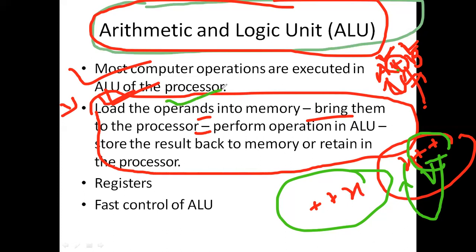Now come back to the sequence. Load the operands into memory. मैंने पहले ही बोला था कि मेमोरी के बिना आप कुछ भी ऑपरेशन एक्जीक्यूट कर ही नहीं सकते हो. So the first thing is to load the operands into memory, bring them to the processor. Obviously, the processor is the brain of the computer. Whatever tasks you are performing within the computer, they are being instructed or executed with the help of the processor, right? So we need to bring them to the processor, and as the operations are arithmetic or logical, we need to perform this operation in the ALU, then store the result back to the memory or retain it in the processor. Okay, ये सीक्वेंस है.